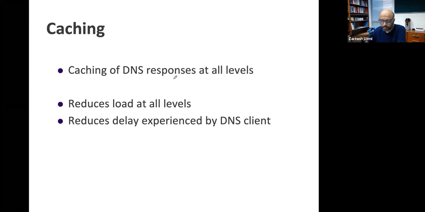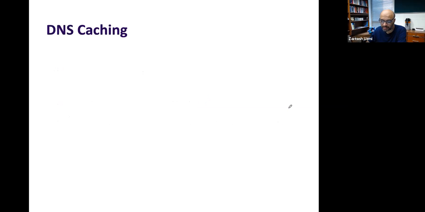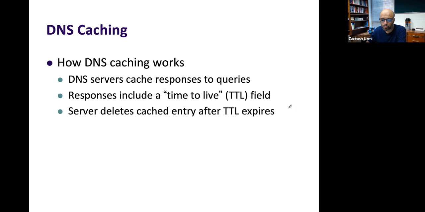So caching of DNS responses happens at all levels, just to make sure that the responses are fast. This reduces the load at all levels, and also reduces the delay experienced by the DNS client, which is by the way very important. So DNS caching, how does that work? DNS servers cache the responses to the queries. Responses include the time to live field. The server will delete the cached entry after the TTL expires. So now you see why that TTL was included: because you wanted to cache the response, and after the TTL expires, you delete the cached entry.